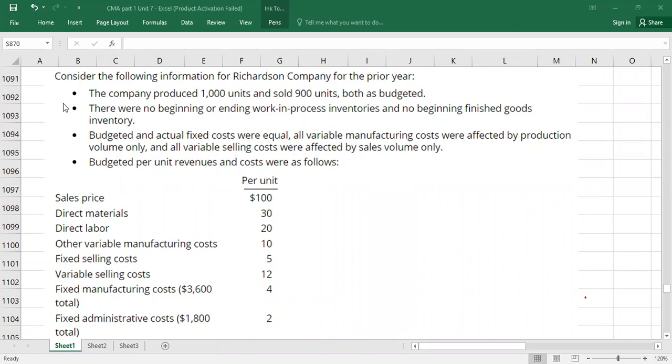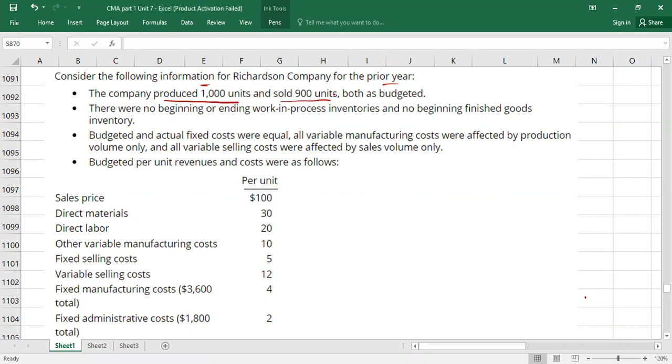Okay, guys, I hope you read the question. Let me read the question. They are telling you to consider the following information for Richardson company for the prior year. Last information we have: the company produced how many units? 1,000 units and sold how many units?